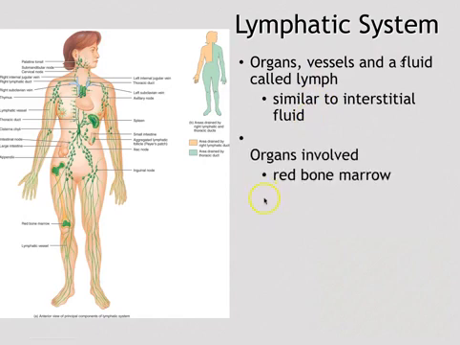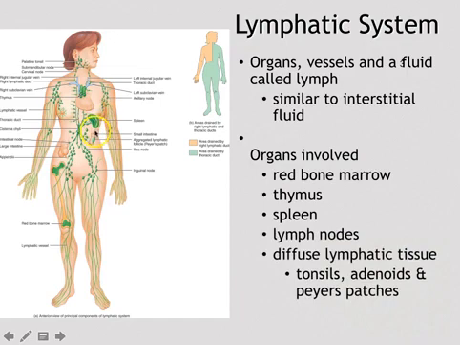And then the actual organs that are involved in our lymphatic system are bone marrow. You can see that in this image here. The thymus, right here, sort of right above the heart. Your spleen, and all the little lymph nodes we talked about. And then you have what are known as diffuse lymphatic tissue. So these are tonsils, right? The adenoids, as well as Peyer's patches. Okay, we'll talk a little bit about these.